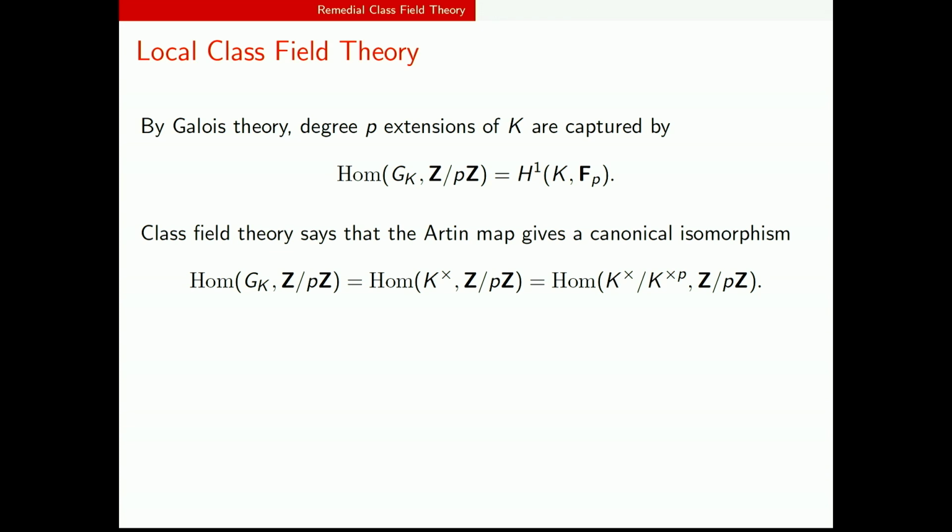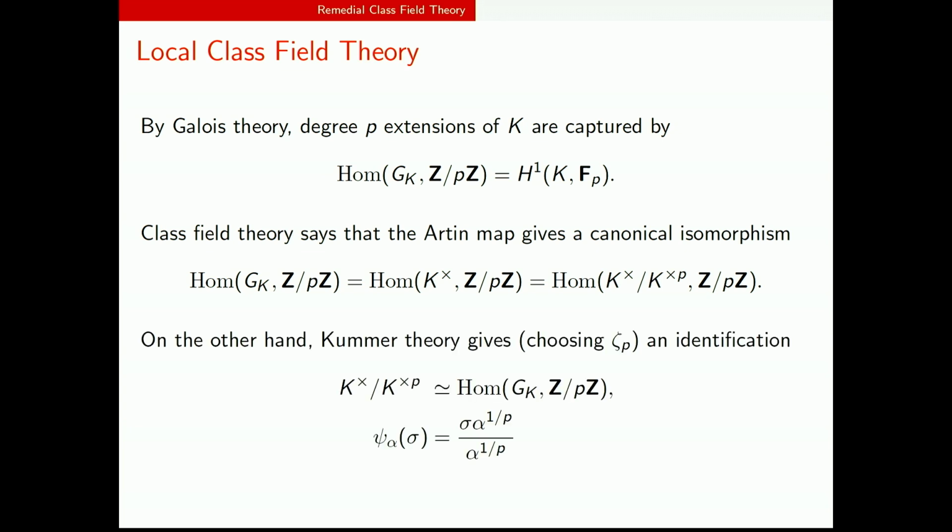So again, still assuming that our local field has a pth root of unity, what does Kummer theory say? Well, we get something similar, but not quite the same. Once we fix the choice, we don't get an identification of this Hom group, but rather of K star mod K star to the p itself to these homomorphisms, by Hilbert's theorem 90. It's an explicit map one can write down after you've chosen this root of unity. So even in this situation, Kummer theory and class field theory are not the same thing.